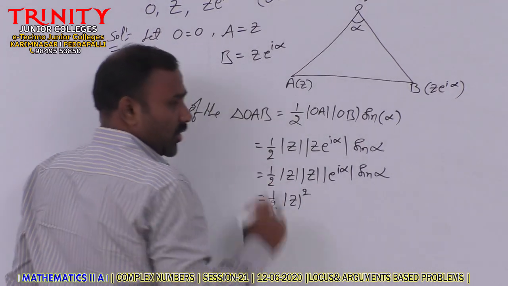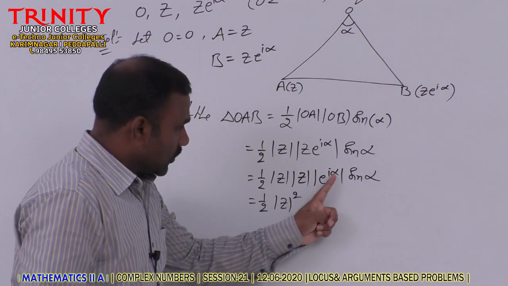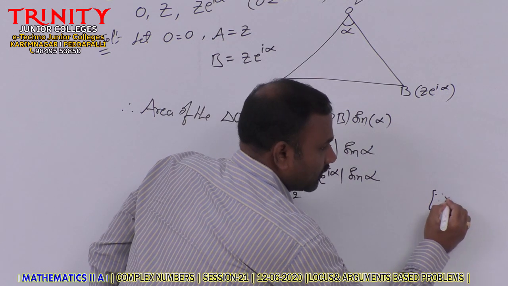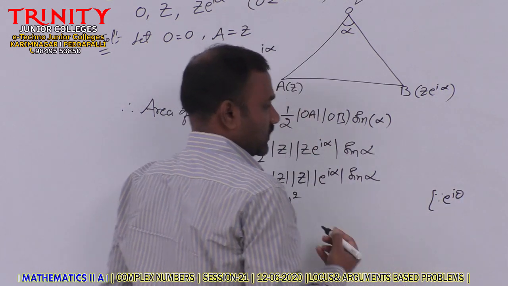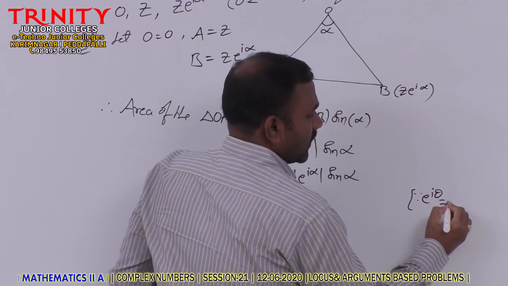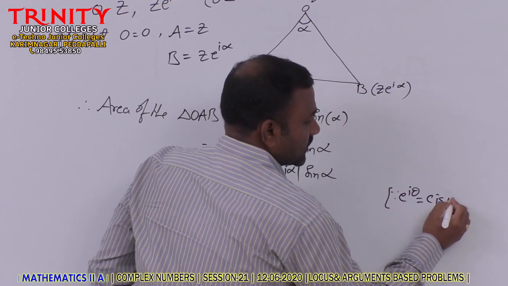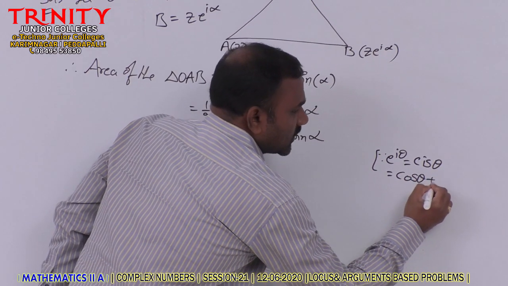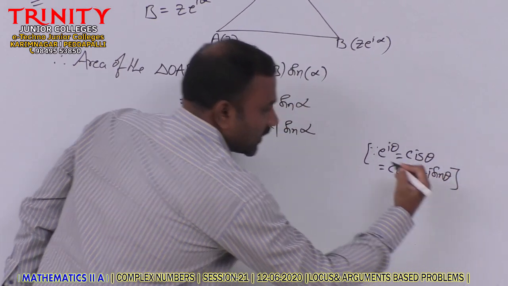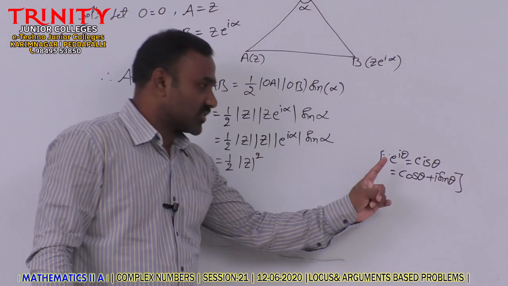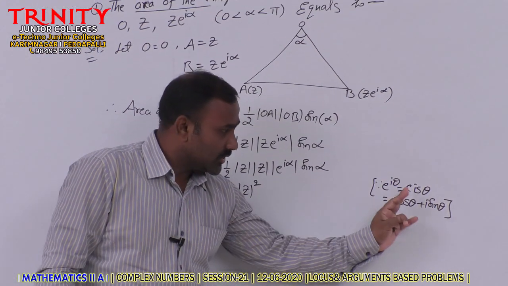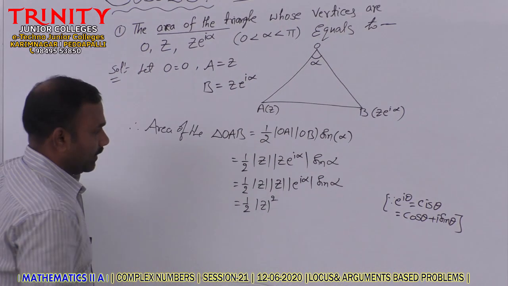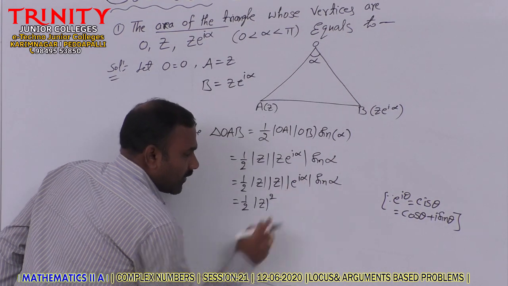What about e to the power of i alpha? From Euler's form of a complex number, already we discussed in the last classes, e to the power of i theta, we can write it as cis theta. Then cis theta is equal to cos theta plus i sin theta. This is what Euler's form says. e power i theta equals cis theta. Cis theta is nothing but cos theta plus i sin theta. That is now e to the power of i alpha.